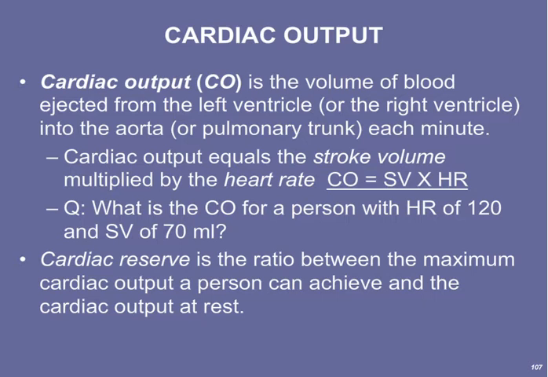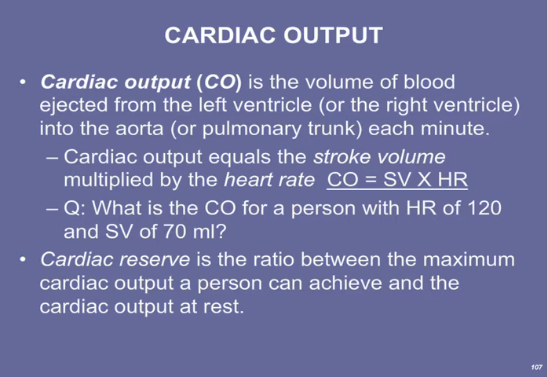So here's a question for you. What is the cardiac output for a person with a heart rate of 120 beats per minute and a stroke volume of 70? To figure this out, you simply multiply one times the other. So 120 heartbeats per minute times 70 mils is around 8,400 milliliters per minute, or 8.4 liters per minute.